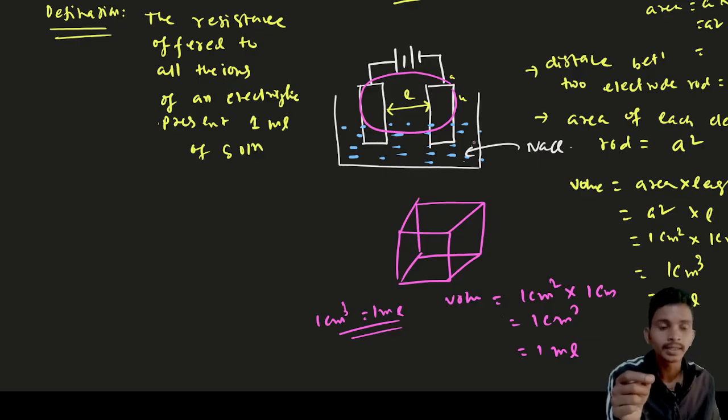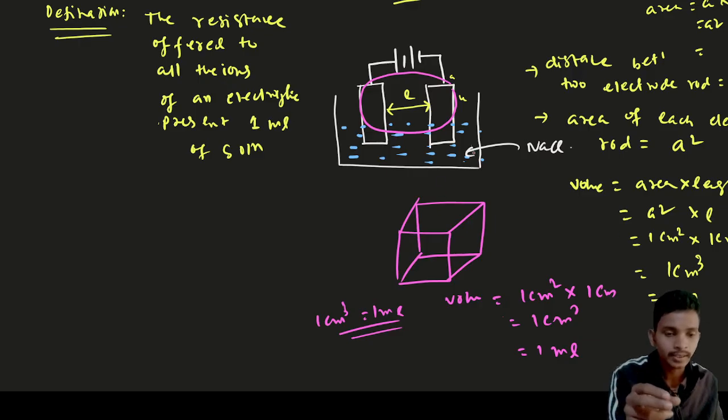So if we take 1 unit cube from here, because this is 1 centimeter square area, and this is also 1 centimeter square area, and the distance between them is L, also 1 centimeter, then we can imagine this will be like a cube. Since every side is 1 centimeter, height 1 centimeter, length 1 centimeter, breadth 1 centimeter, this will become 1 centimeter cube, that is your 1 milliliter.